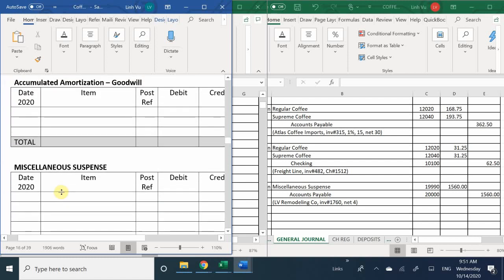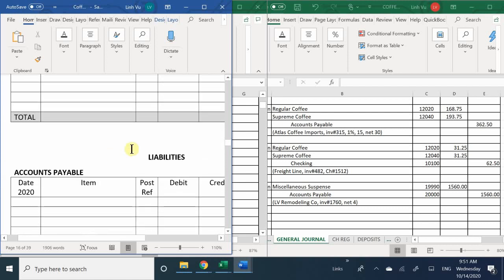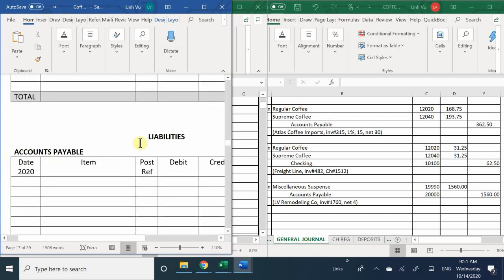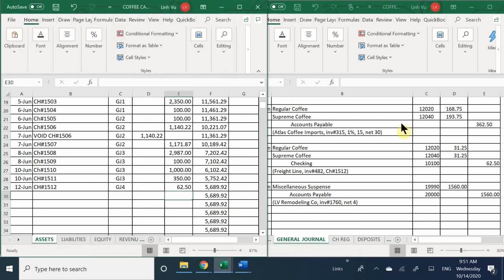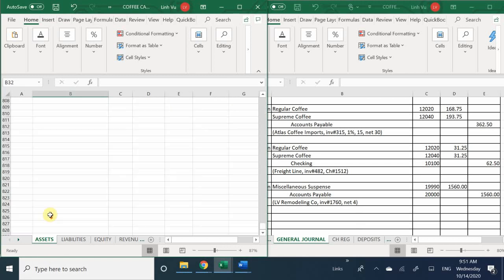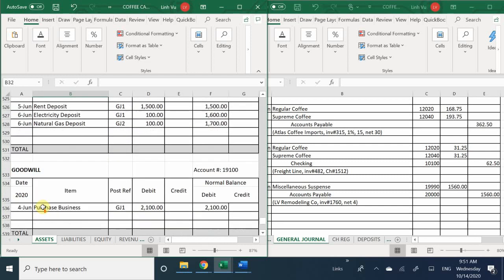So for miscellaneous suspense, it's going to be page 16, and then right under it, it's going to be page 17 for your accounts payable. Okay. So with that being said, I'm going to go to my assets, which is the very last table in there. Okay, so miscellaneous suspense.